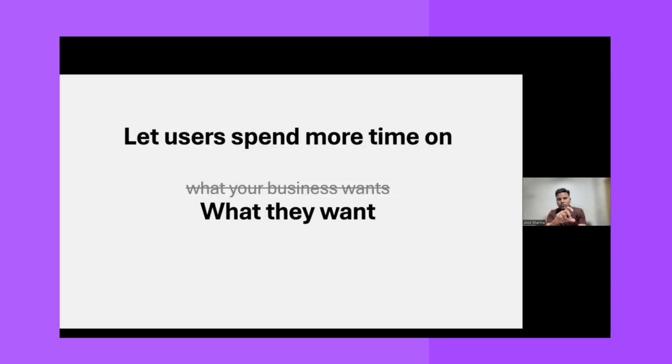It needs to be on the face of the user: okay, this is what you want and this is how I'm trying to serve you. So it's here, they don't need to find it. That's something we need to understand, and let them spend time on exactly what they want instead of what we want them to spend their time on.